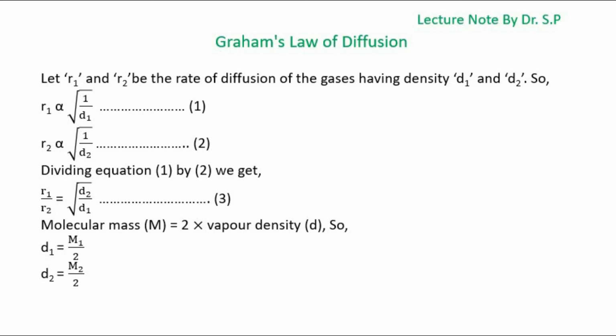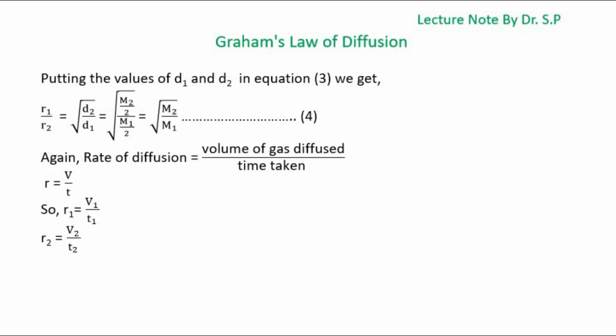We all know that the molecular mass m is twice the vapor density, d. So we can say d1 is equal to m1 by 2 and d2 is equal to m2 by 2. Now, putting the values of d1 and d2 in equation 3 we get R1 by R2 is equal to root under d2 by d1, is equal to root under m2 by 2 by m1 by 2 is equal to root under m2 by m1.